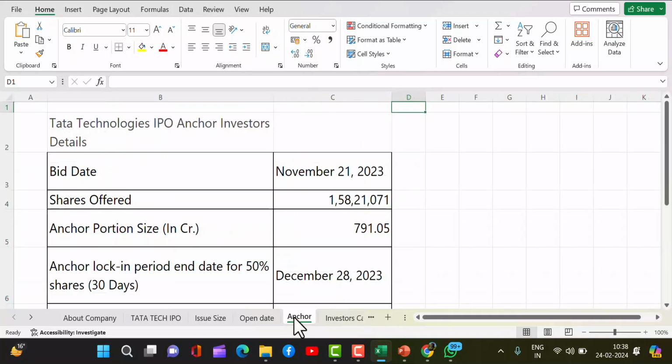Then anchor investors. Now these are the anchor investors. So anchors are big investors, okay, who have a lot of money and want to invest. I'll just show you the list of the anchor investors. Most of the mutual funds invested in this IPO. Bid date. Now anchor investors are allotted shares 1 day before the IPO opens. एक दिन पहले उन सबको शेयर अलॉट हो जाता है. Shares offered, anchor portion size was 791 crores.